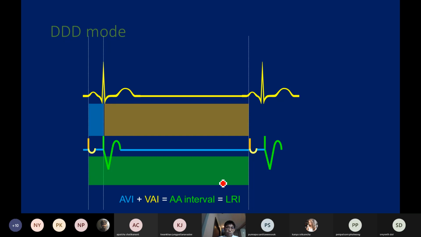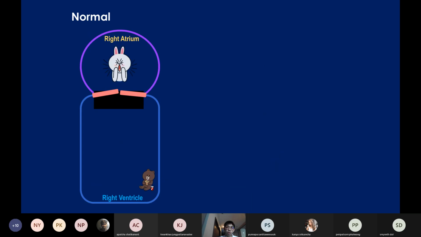The AV interval plus the VA interval is equal to the AA interval, and is equal to the lower rate interval. We could program the lower rate interval and the AV interval. I will explain this with a picture so you can understand it.